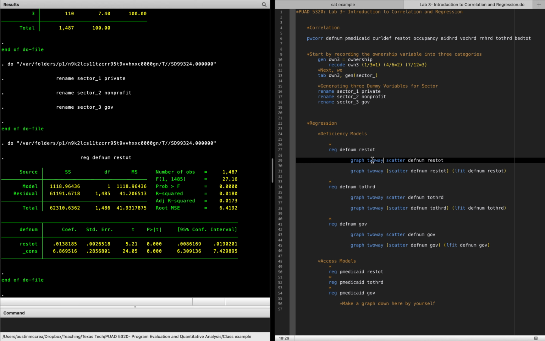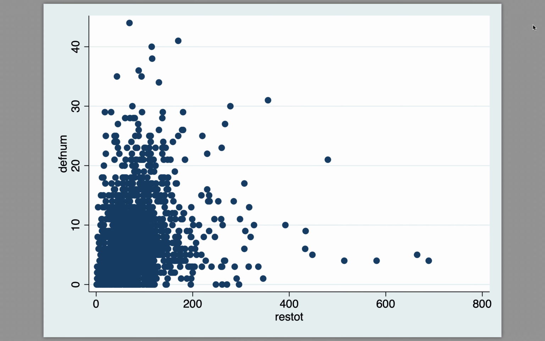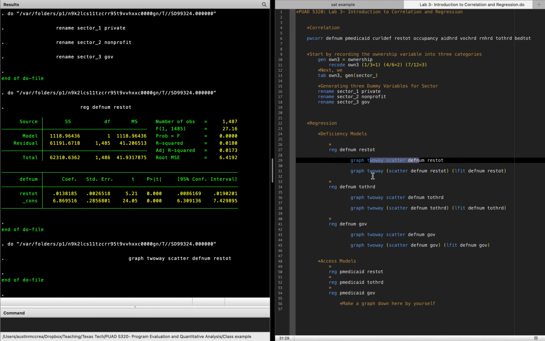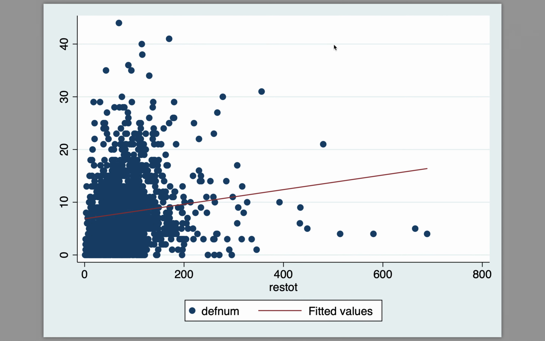Now what we can do is run a scatter plot between these two variables, and this is the relationship that we see. Now, what I'll do is add a linear line to this, and that'll show you the slope. So the slope of this line is 0.016, just like the regression output. So we see a slight modest increase here.